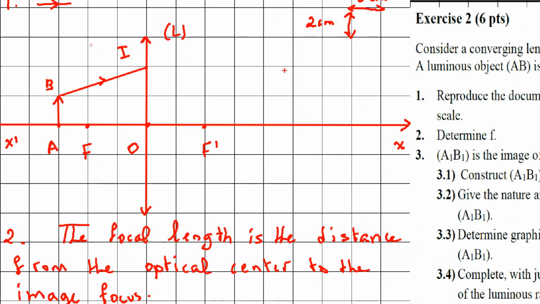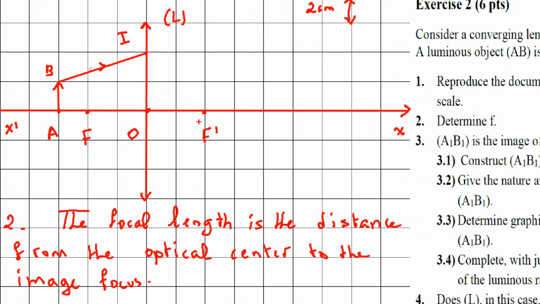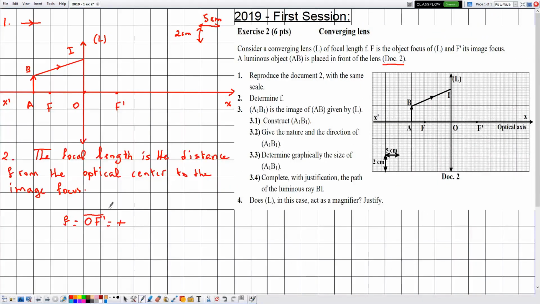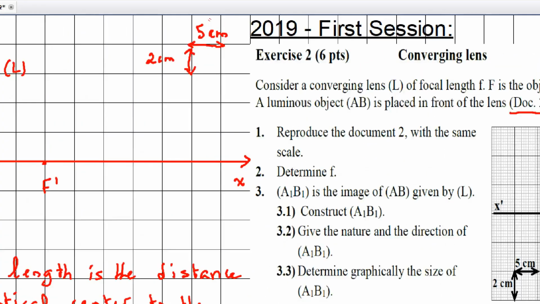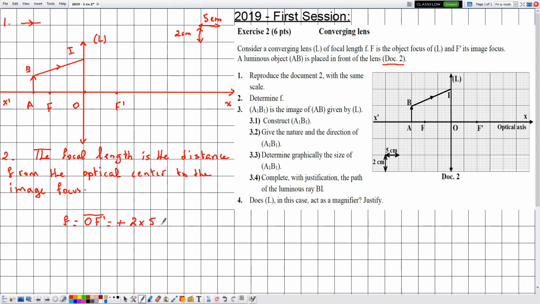And now the focal length is given by the distance from the optical center to the image focus F prime. Okay, so it is the distance from the optical center to the image focus, which is in the same direction as the positive x-axis, so this distance is positive. And now we count the number of divisions between the optical center and the image focus. We have 1, 2. And we multiply by the scale along which we have counted the number of divisions, which is the scale along the x-axis. And this will give me 10.